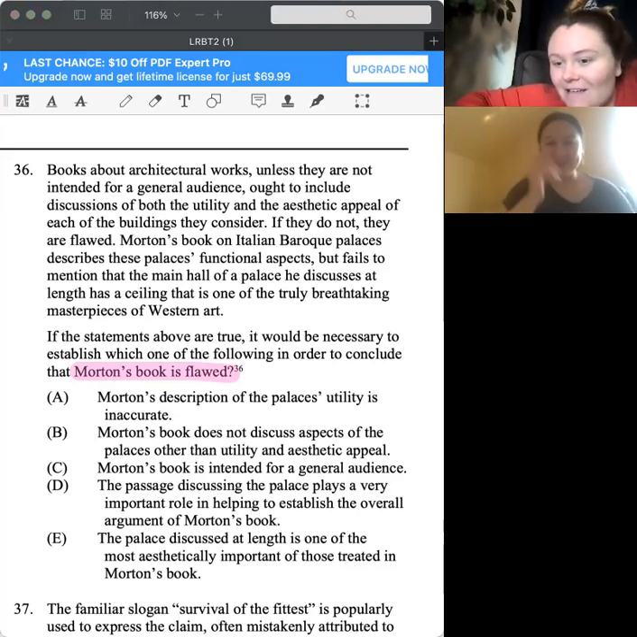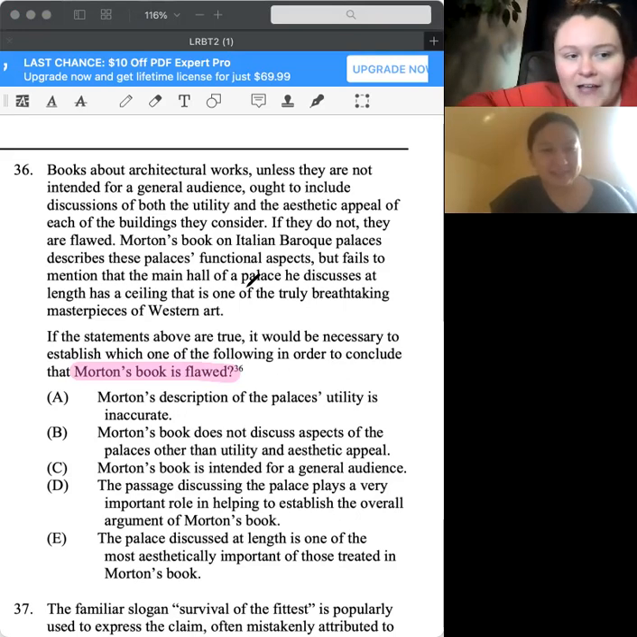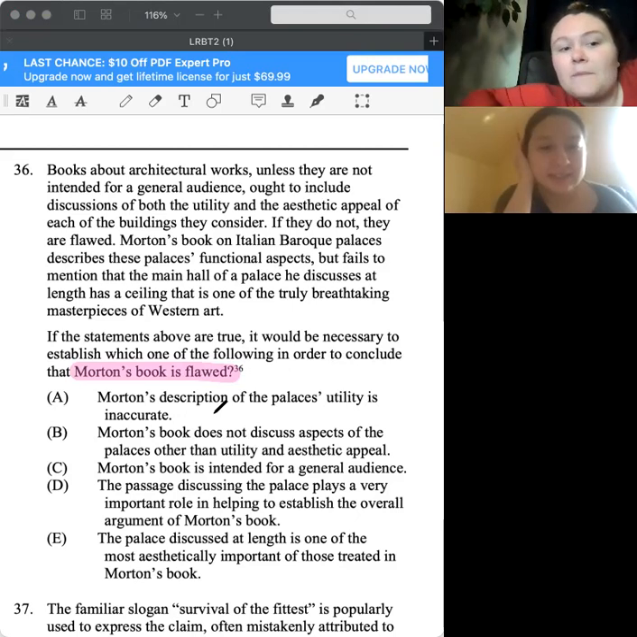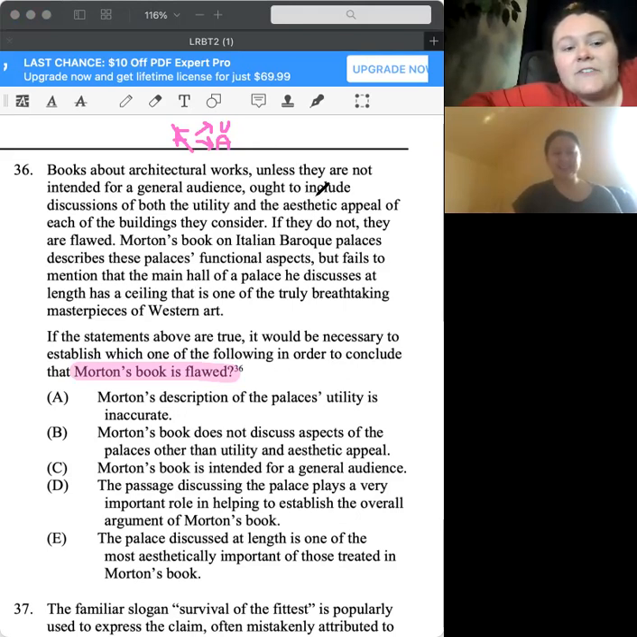I don't know if we should diagram or not, though, because this does look like something we could diagram out. You could. Well, I might, because it's easier for me to communicate with you by diagramming. So in order to be flawed, what must something have? Or let's say, to not be flawed. Something is not flawed. Then we have including utility and aesthetic appeal of each building they consider. And they must not have, unless they are not intended for a general audience.